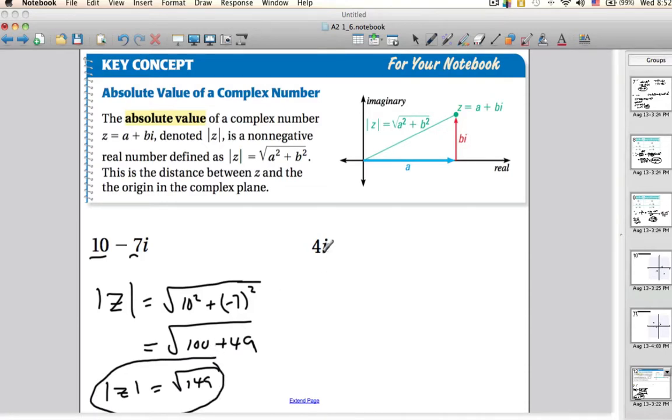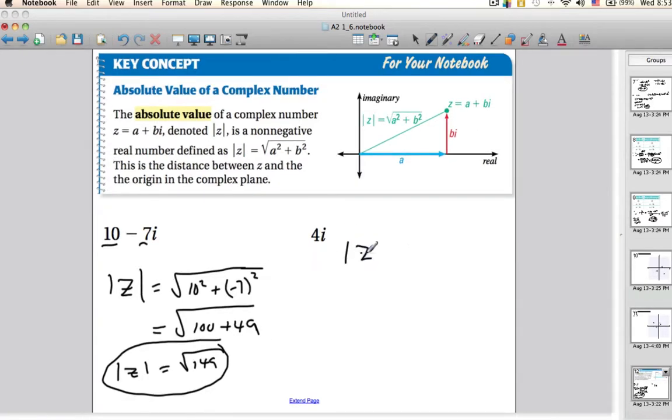Okay, if I'm just looking at 4i, right, that has 0 for its real component. This is a pure imaginary number. So the absolute value of z in this case would be equal to the square root of 0 squared plus 4 squared, right? Which would be equal to the square root of 16, but pretty obviously that's going to be 4, right? And that makes sense when you think about how that would graph.